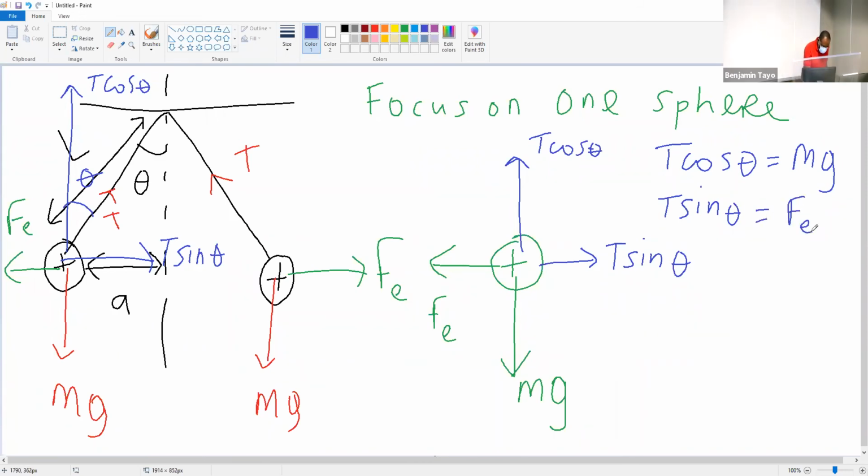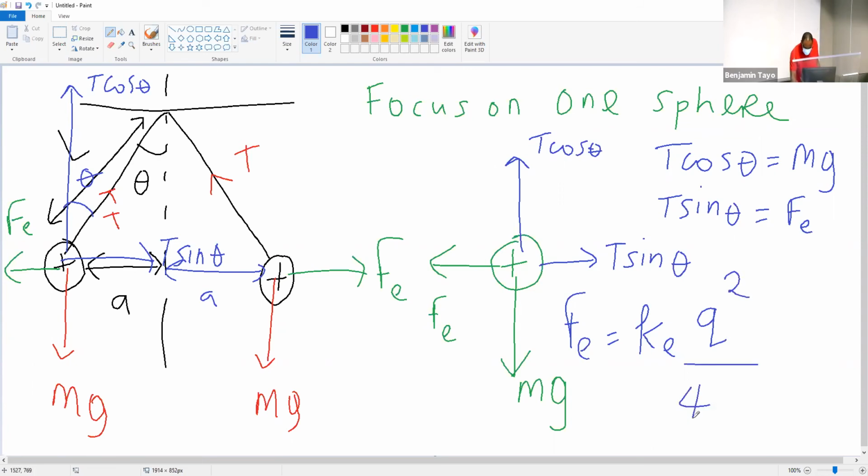Now, if the distance from here to here is a, and the distance from here to here is also a, then I can calculate my F electric as ke, Q1 equals Q2 so Q squared, over that distance which is 2a, so 2a squared is 4a squared. So that's the electric force. Now we have these two equations that I want to solve. Remember that what I need to calculate is my charge Q.